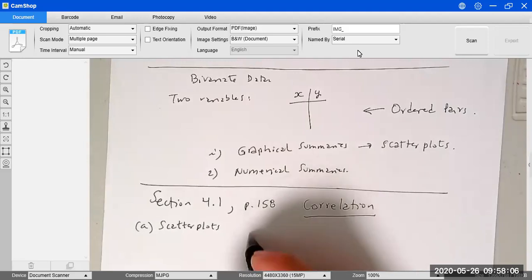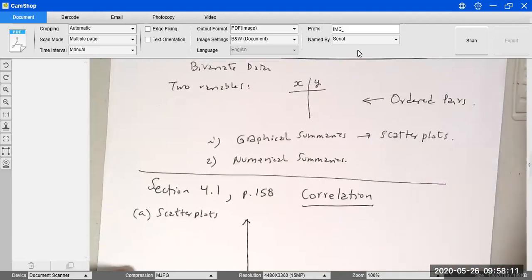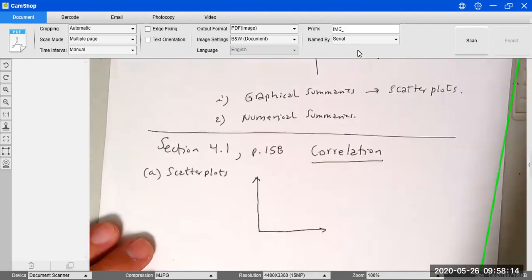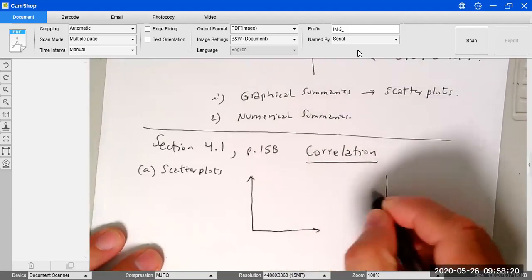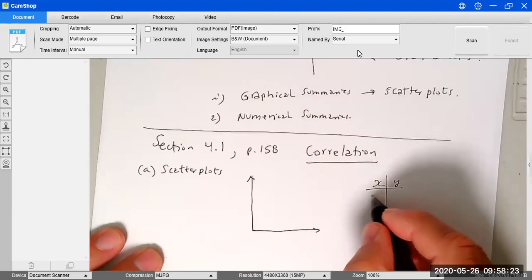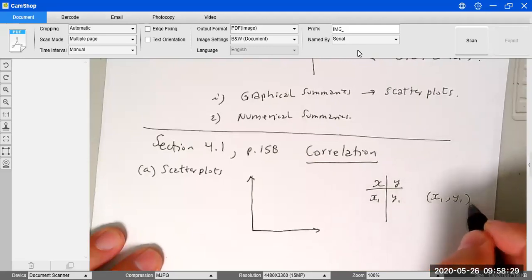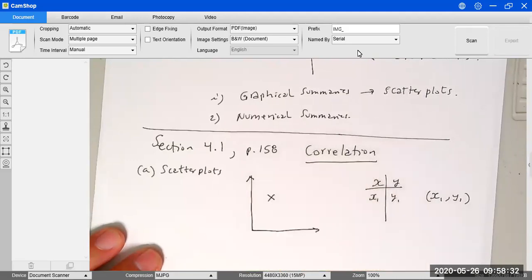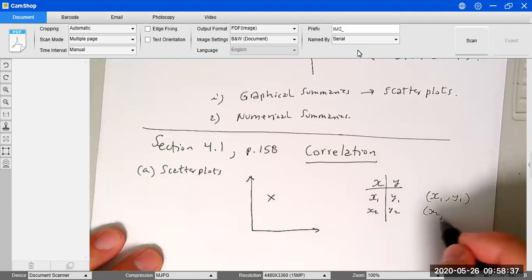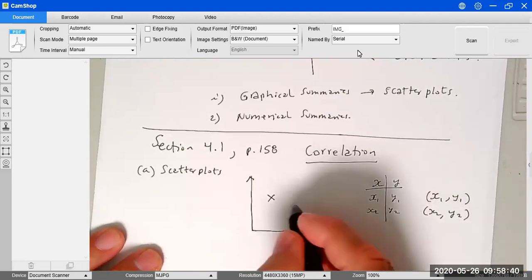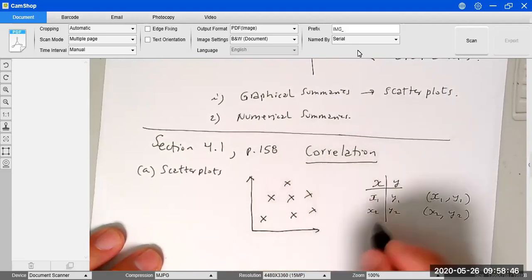So the scatter plot is just a plot of the points of the ordered pairs on a Cartesian coordinate system, a rectangular coordinate system. So every pair of values that you're going to have here, x1, y1, are going to be plotted as points with coordinates x1 and y1 somewhere here. And then we have another value, x2, y2, which is going to give us a point with coordinates x2 and y2, and you're going to put the point somewhere. And then you continue doing the same thing with the rest of the pairs that we have here.